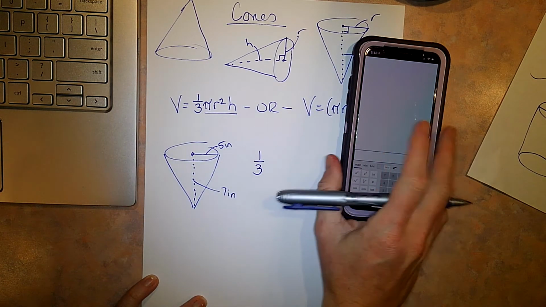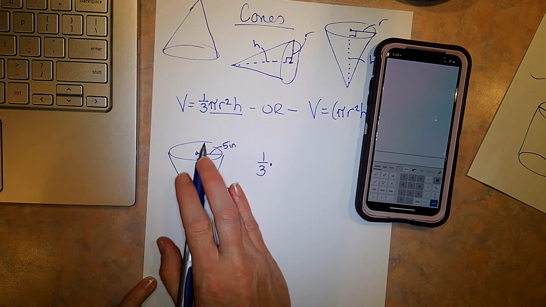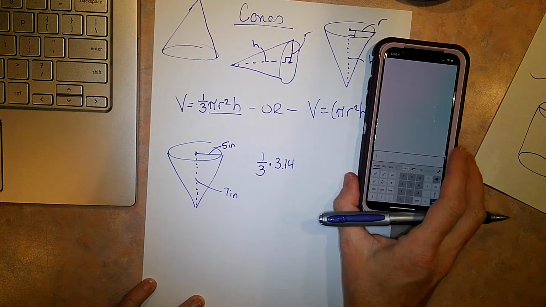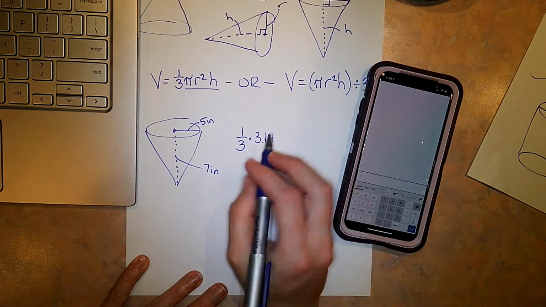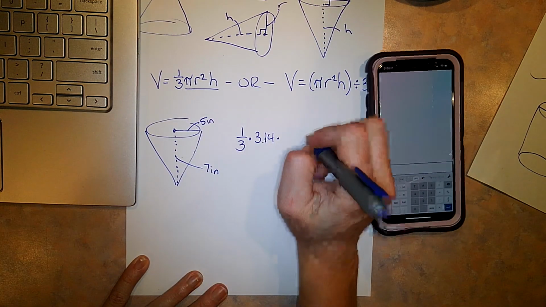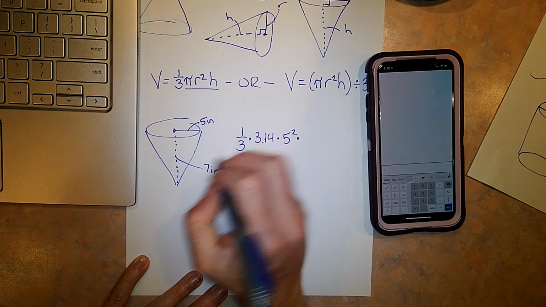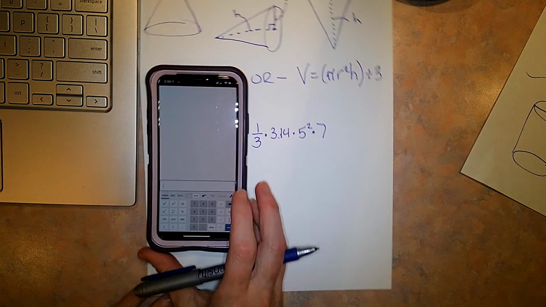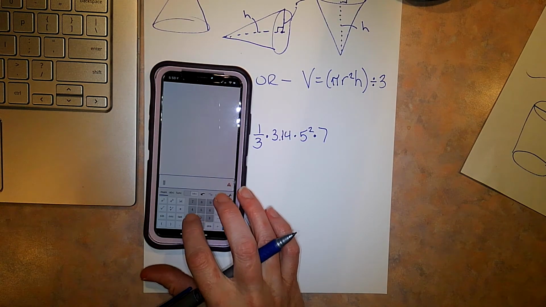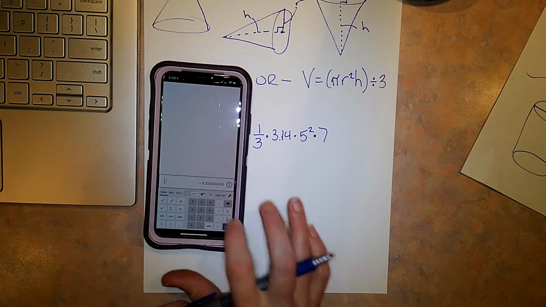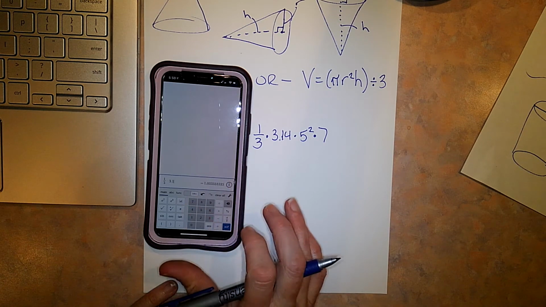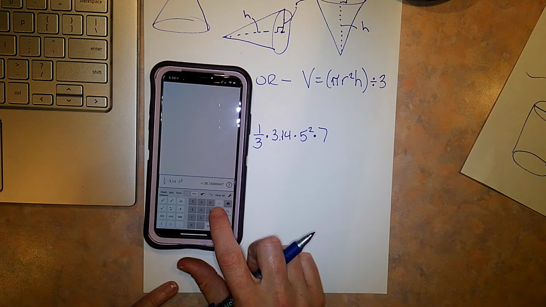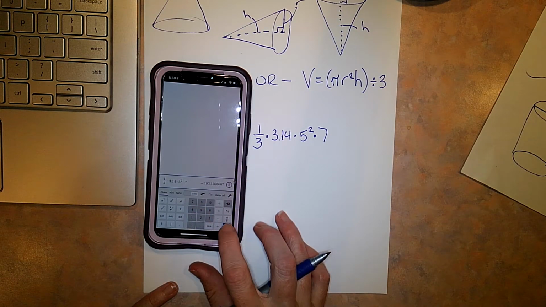1/3 times 3.14. I'm always going to advise you to use 3.14 unless it tells you not to. Times the radius, which is 5, squared, times our height, which is 7. So my calculator does the fraction function. 1/3 times 3.14 times 5 squared times 7.